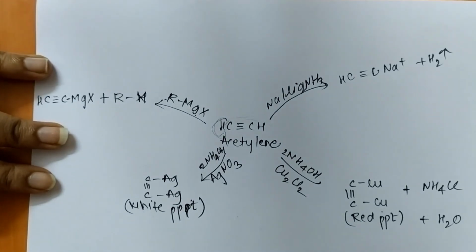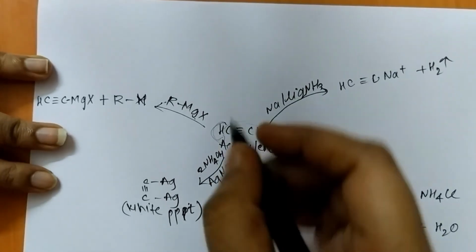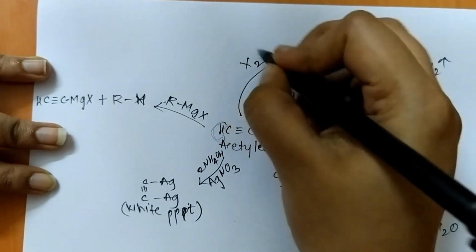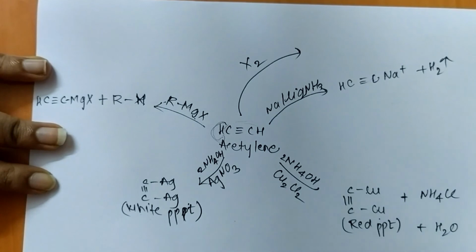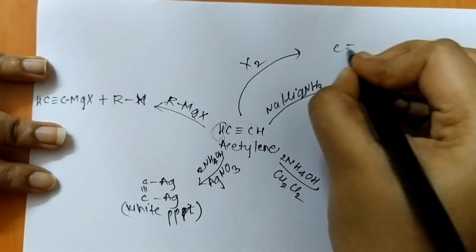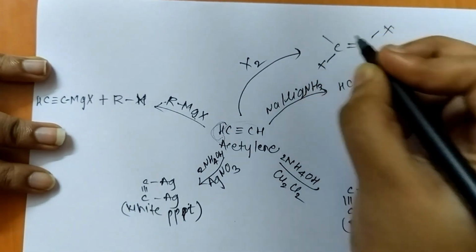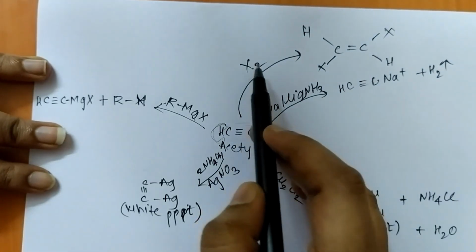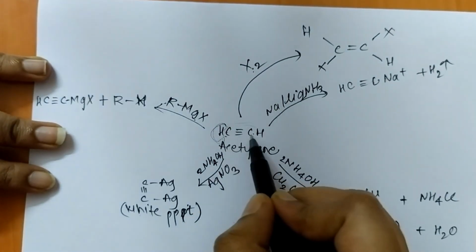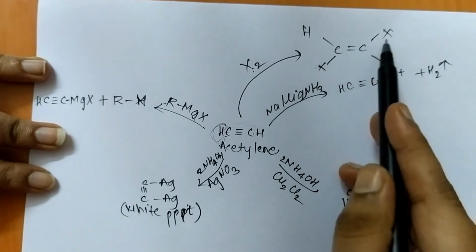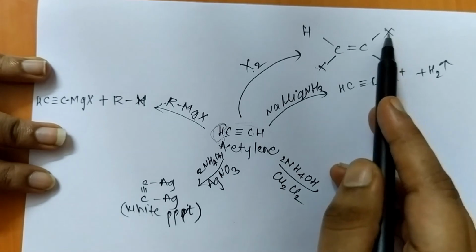Now our next reaction is based on the halogenation reaction. So for example, if I am taking acetylene and reacting it with a dihalogen, that is also called X2, a halide, then I am going to get a trans alkene. That is, each of the X atoms is going to get added to each of the carbon atoms, and therefore we are going to get a trans-vicinal dihalide with a double bond.